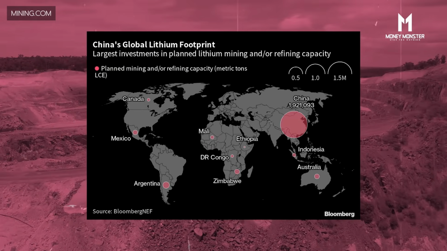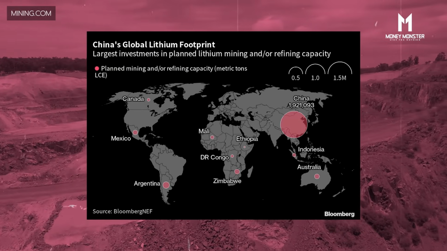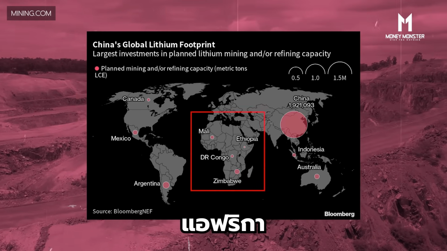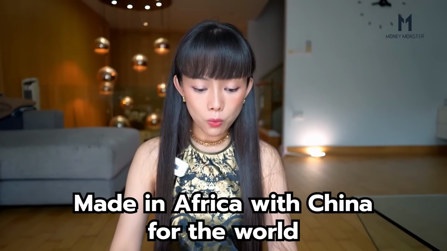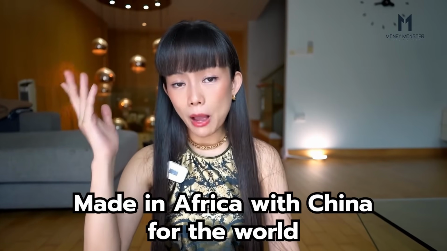You can see here, right? China has bought up mines in many places. One of the most important locations is Africa. China has invested so much in Africa that there's even a slogan now, "Made in Africa with China for the world." This means that a large portion of China's lithium actually comes from Africa.